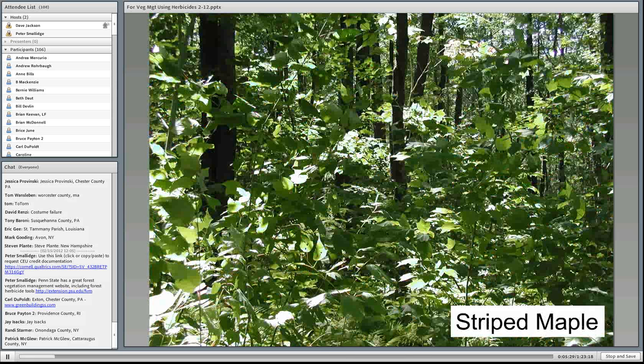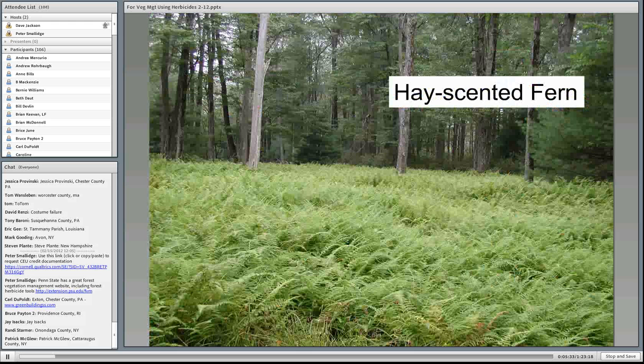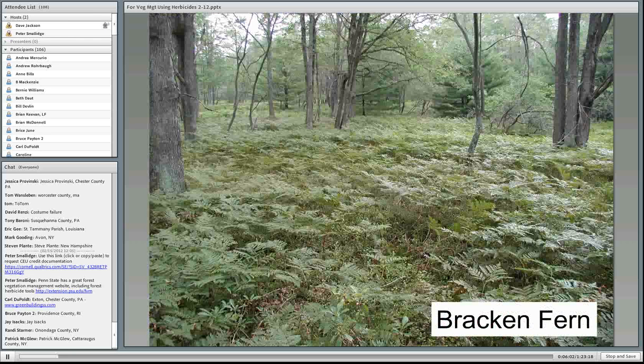Hay-scented fern. We have some beautiful fern understories here in Pennsylvania, north central Pennsylvania and northwestern Pennsylvania in particular. I'm also seeing some of this in the Catskill Mountains in New York and in the Adirondack region of New York as well, where we have what we call rhizomatous ferns, or ferns that spread by a rhizome and send up a single frond. That would be hay-scented or New York fern. And then here's another one, bracken fern, which is another species of rhizomatous fern that can just take over understories under the right conditions.